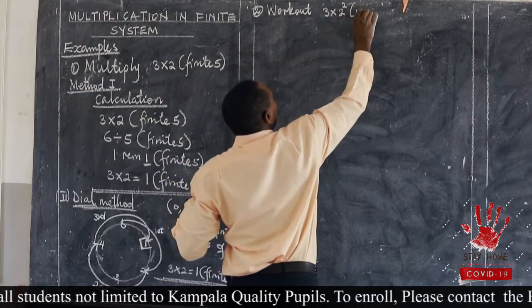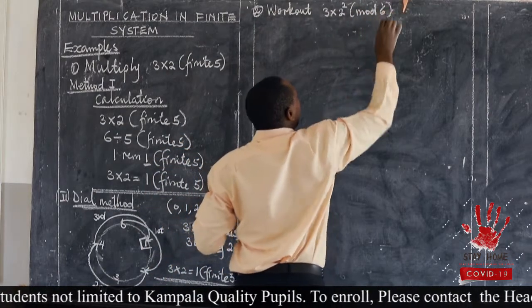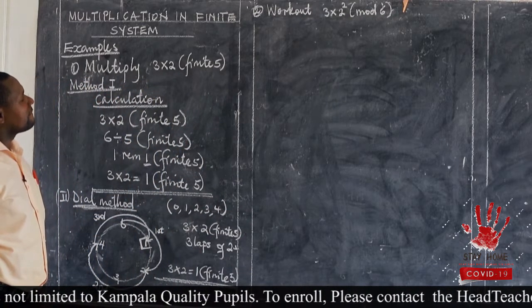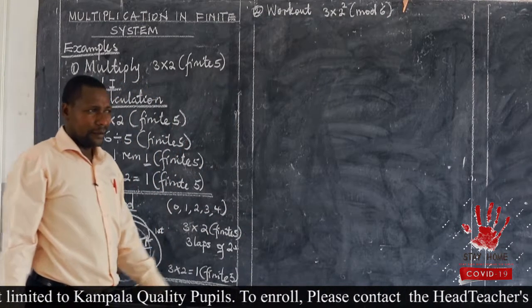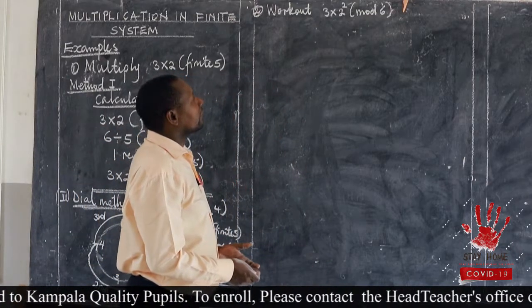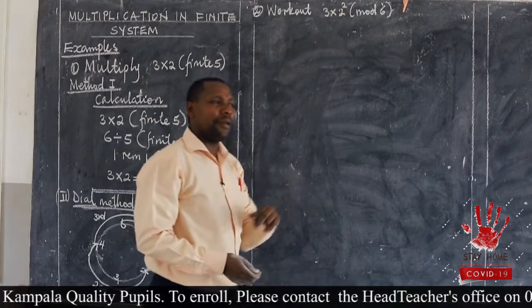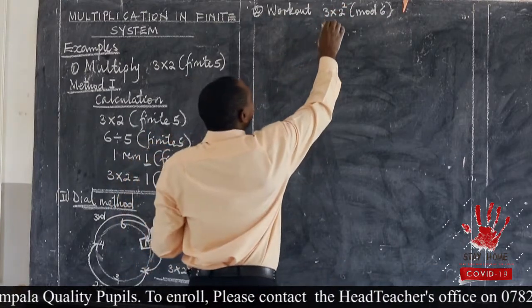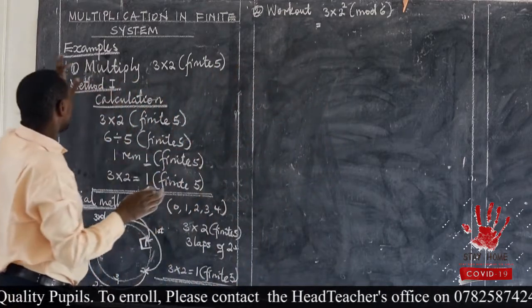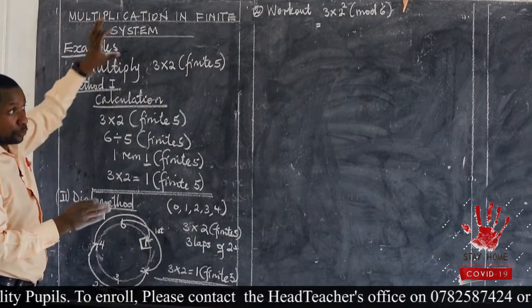And this is mod 6. Teacher, what is that one we brought? Okay, we shall see how this one works. You know how to interpret 2 squared. What is 2 squared? Allow me to take you through the calculation method first. That will be my order.